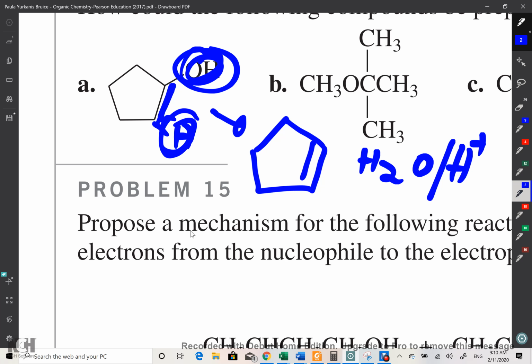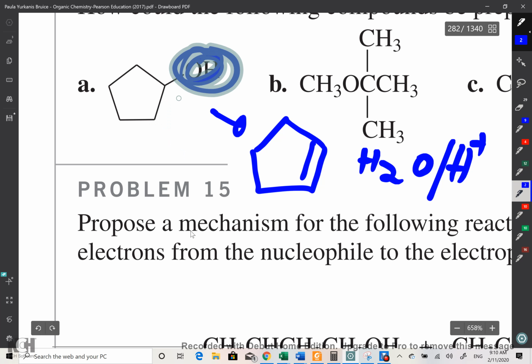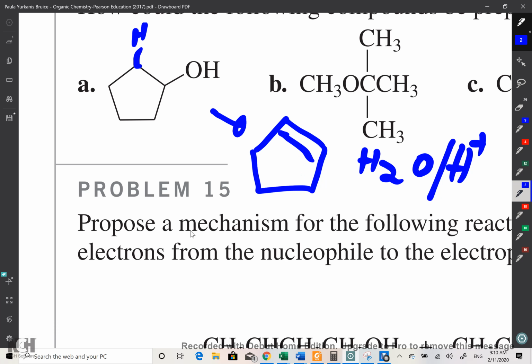Yes. You could also, instead of using that hydrogen, use this hydrogen. And if you use this hydrogen, then it will be that one, which is still the same. Does that make sense? Which is still the same.